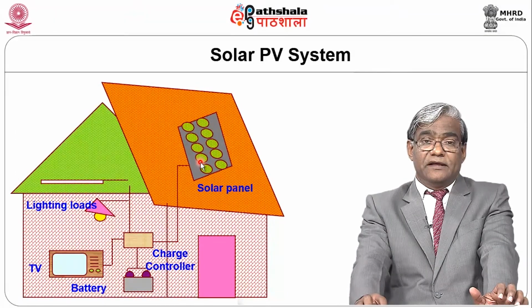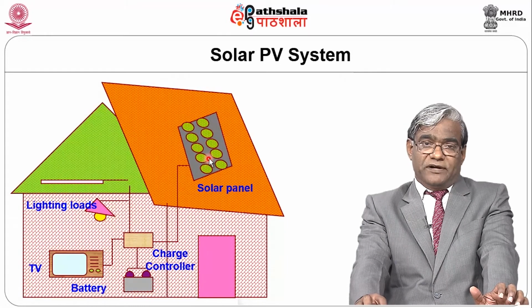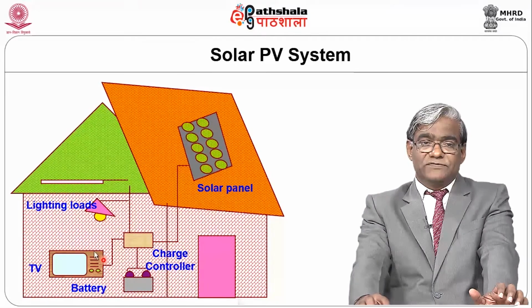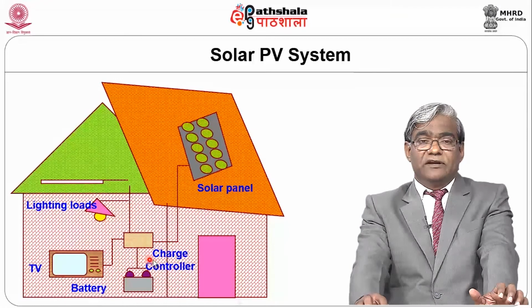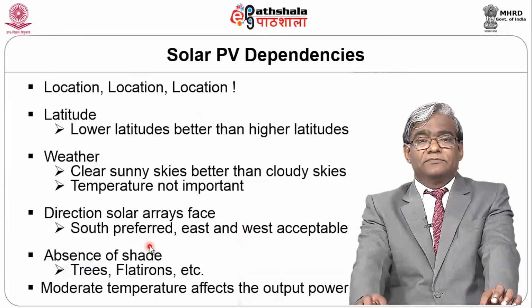If we generate excessively and more than our consumption, then it can be fed to the grid, and the electricity board will pay for it. That is the net metering, and so we can use for our home purposes, as well as when we generate extra electricity, it can be fed to the grid, and we can get money out of it.